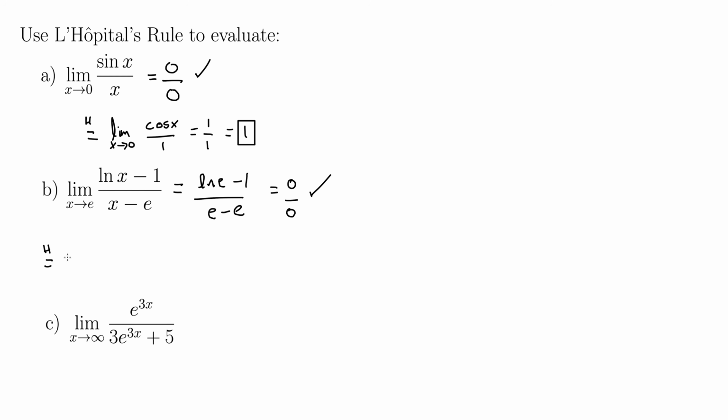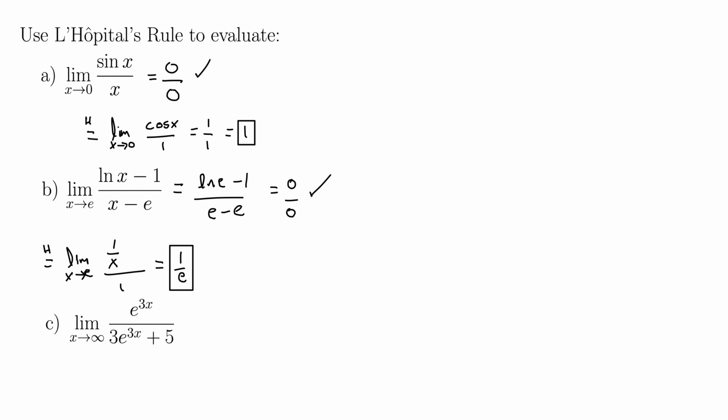Alright, now we hit it with the derivative of the top and the derivative of the bottom, so this equals by L'Hopital's rule the limit, we're still taking the limit as x goes to e. Okay, derivative of natural log x is 1 over x. Minus 1 goes away. Derivative of x is 1. So this evaluates to 1 over e.